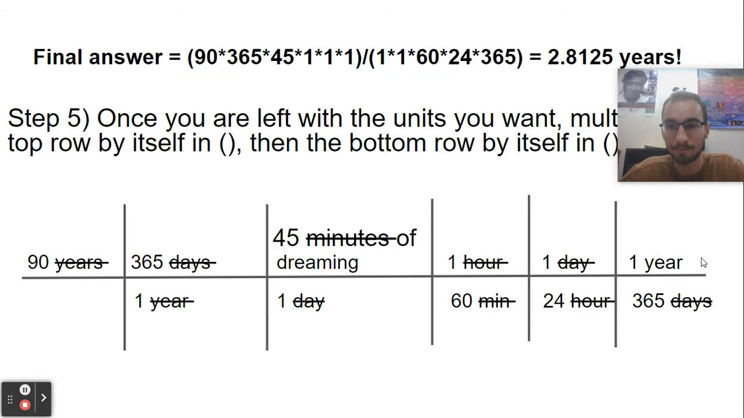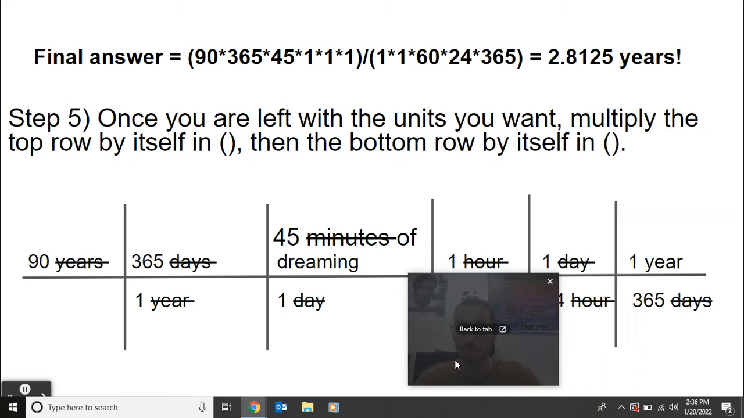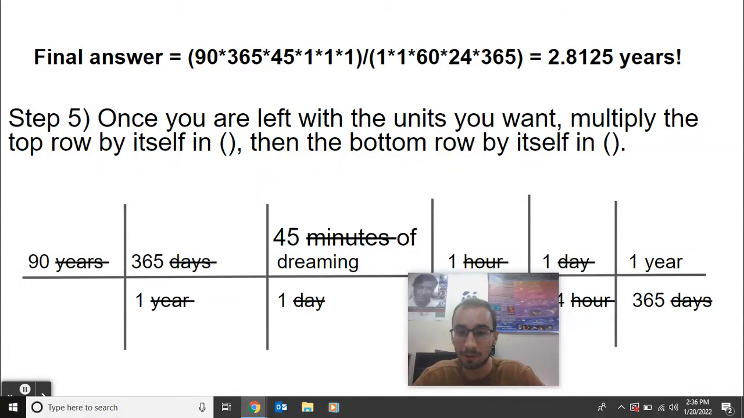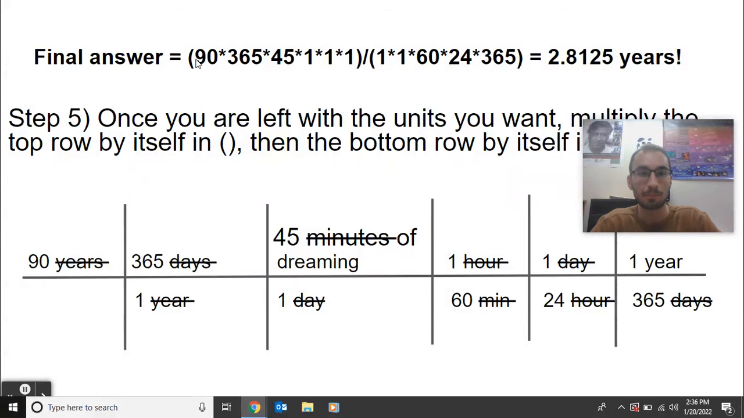Okay. If you multiply them all out, so remember step 5 was multiply them all out, multiply the top row divided by the bottom row. Okay? Parentheses just to keep track. You don't have to include the ones, but I did, just to make it make more sense. So 90 times 365 times 45 times the ones divided by the ones times 60 times 24 times 365.